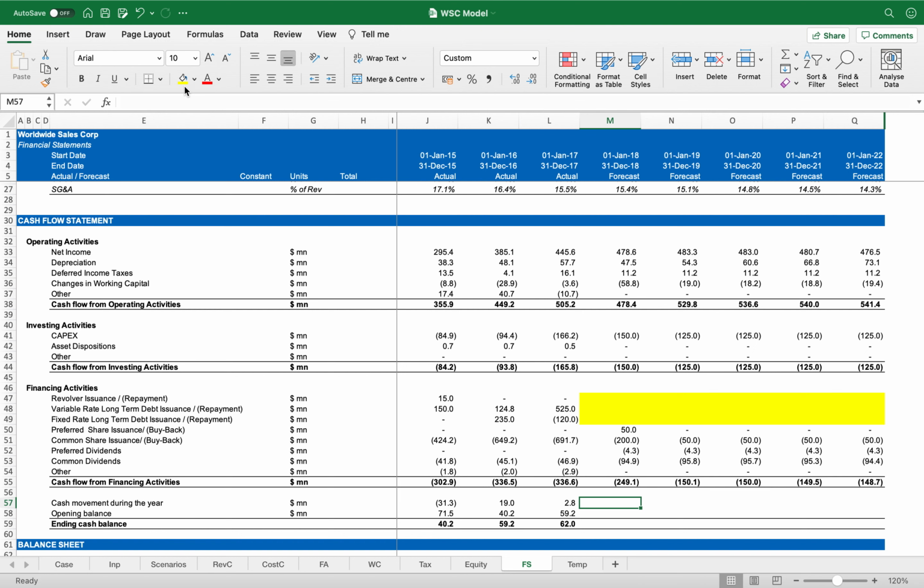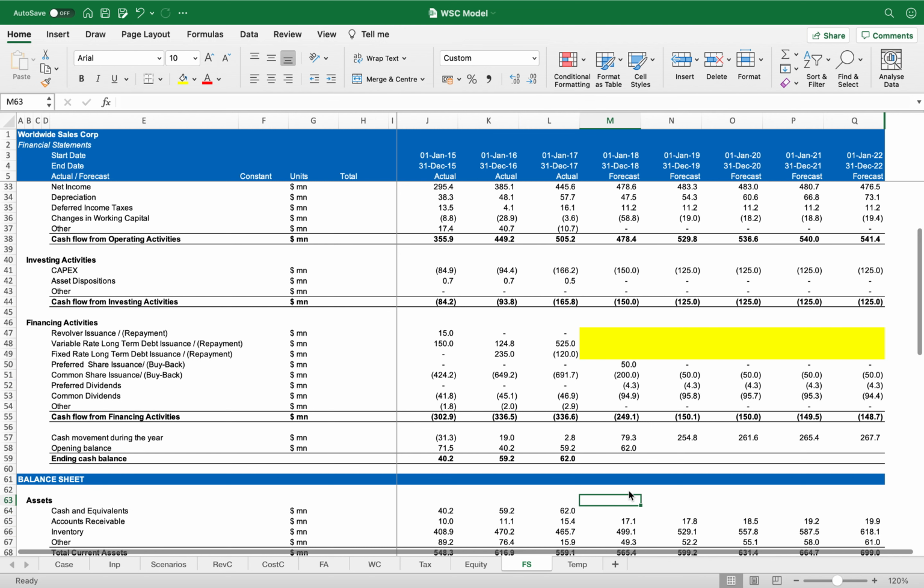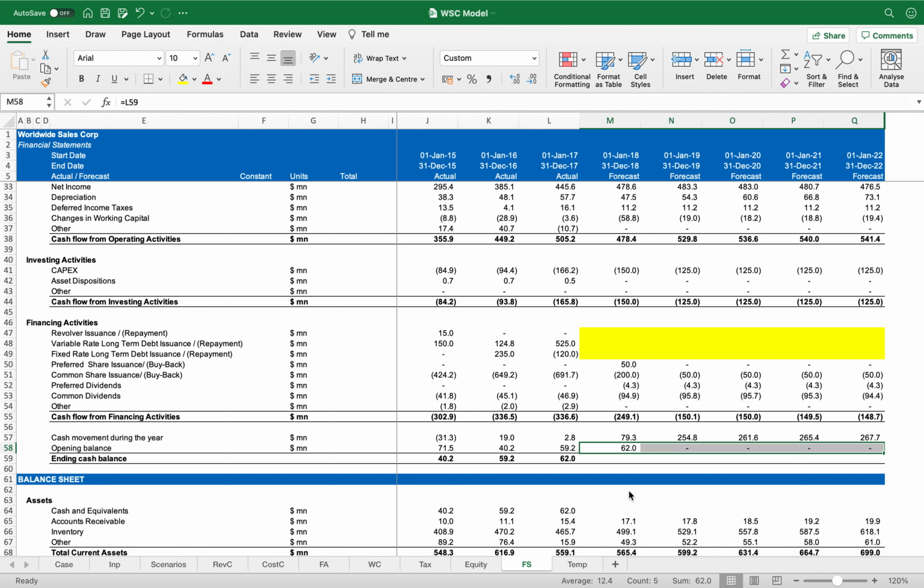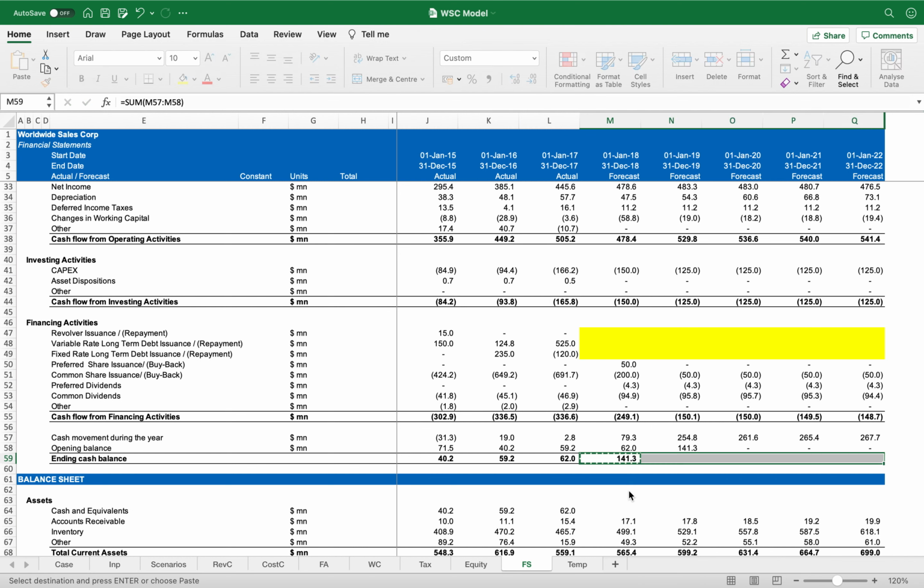Cash movement during the year. This is the sum of my operating, investing, and financing activities. And I have some opening cash balance here. So, what will be the opening cash balance in 2018? The closing cash balance of 2017. All right. So, is it the same as the balance sheet? Yes. Perfect. So, don't forget to put in the totals. Okay, fair enough.